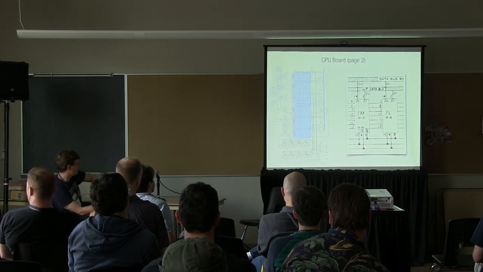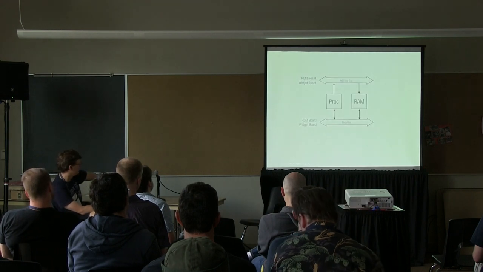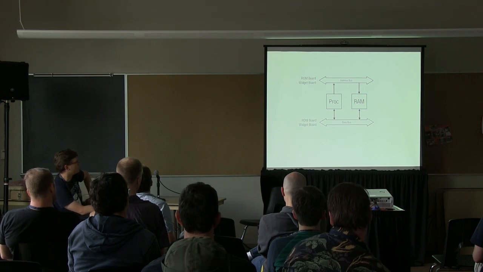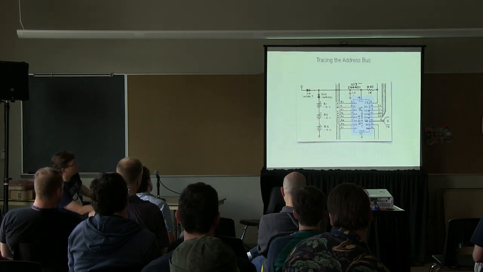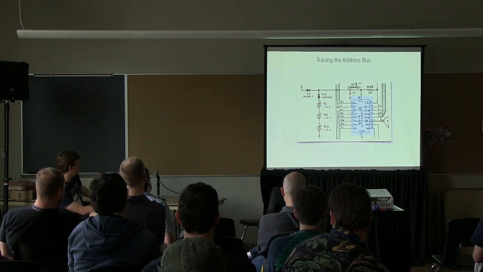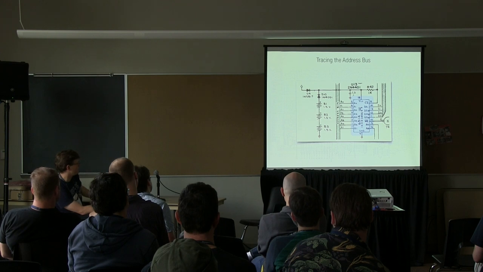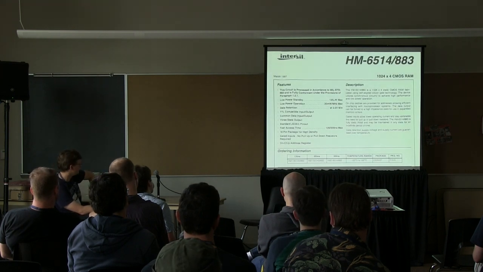On page 2 of the CPU board schematic, surprise, surprise, the data bus also goes to the 48K memory bank. So I added in the data bus here to this diagram. Let's look around elsewhere on the schematic and see what else the address and data buses connect to. This is a RAM chip that's not part of that 48K bank. It's a 1K by 4 RAM.